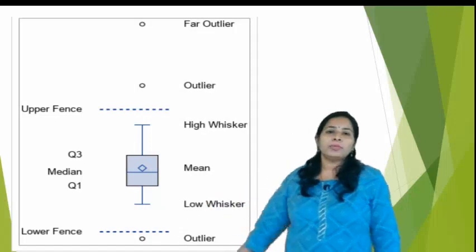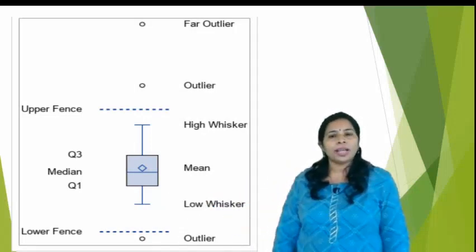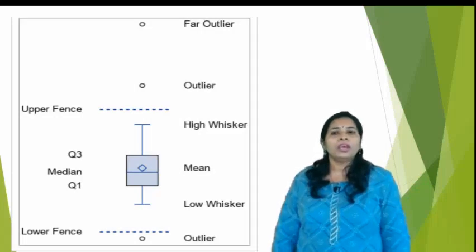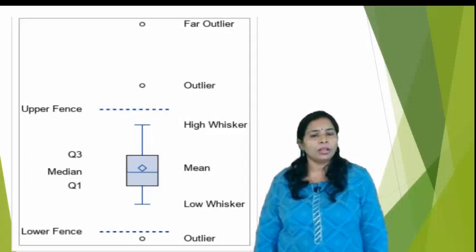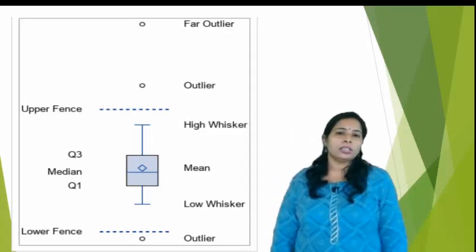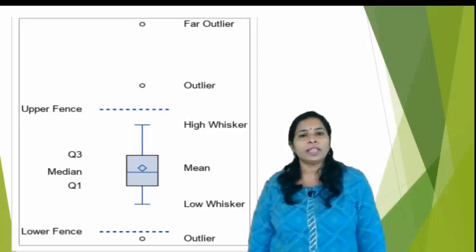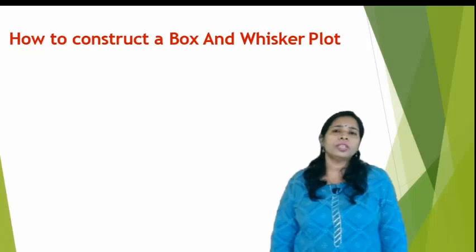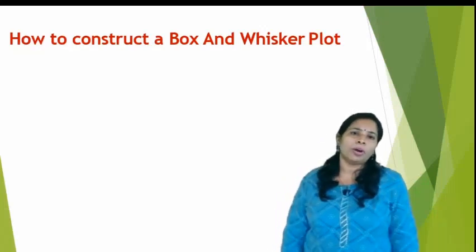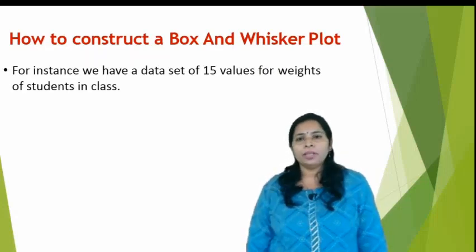In the box plot you can also plot outliers in the distribution. You can also give the upper fencing and the lower fencing of the box plot. For that, in this lecture, I also show the formula to calculate the lower fence and the upper fence values. Now, the question is how to construct a box and whisker plot. Let us take one example.